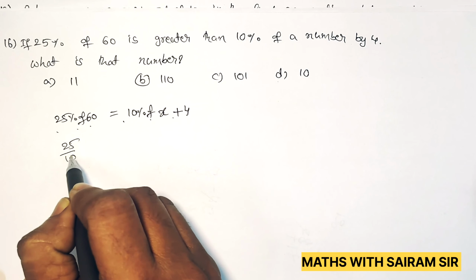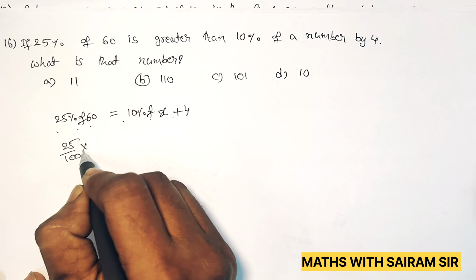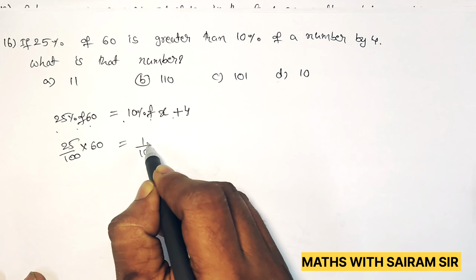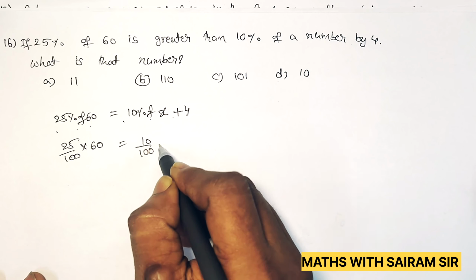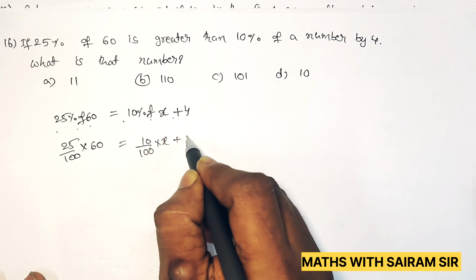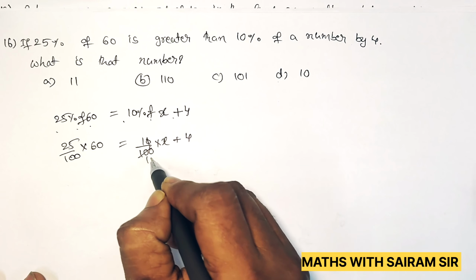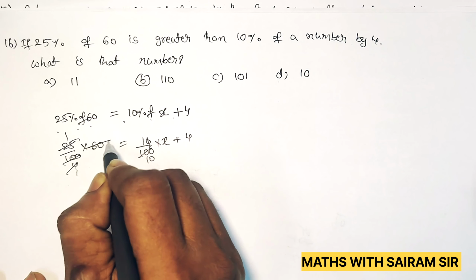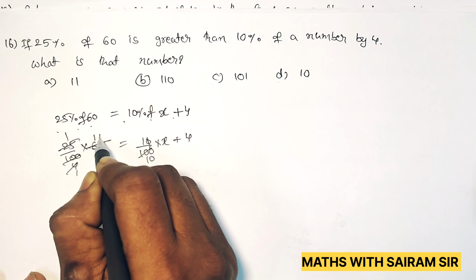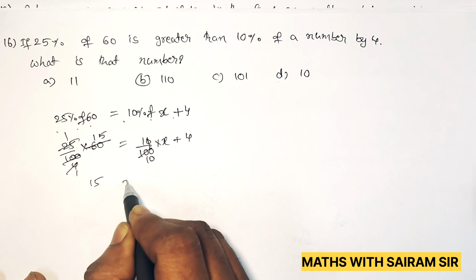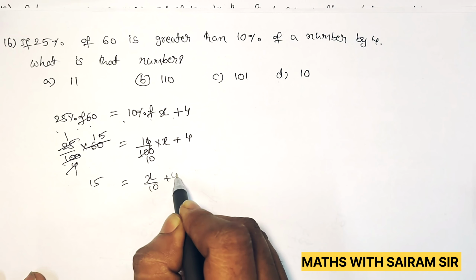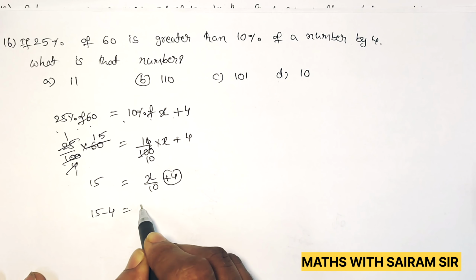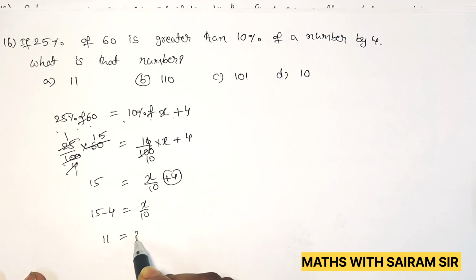So 25 by 100 into 60 gives you 15. 10% means 10 by 100, into x plus 4. Simplifying, 10 ones are 10, 25 ones are 25, 4 ones are 4, and you get 15. So 15 is equal to x by 10 plus 4, and transposing this plus 4 to the other hand, it becomes minus. 15 minus 4 is equal to x by 10. So 11 is equal to x by 10.